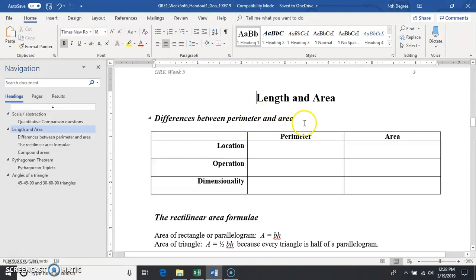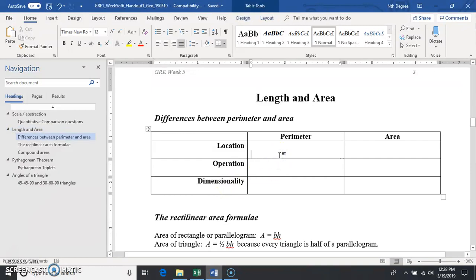These two words both have to do with measuring shapes, and so students mix them up quite a lot. I want to delineate three ways in which perimeter and area are different. Their location, the operation that's used, and their dimensionality are all different. Where is a perimeter located? A perimeter is located on the outside of a shape. The area is located on its inside.